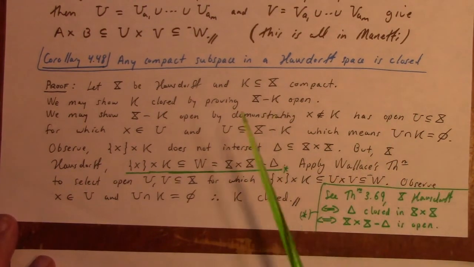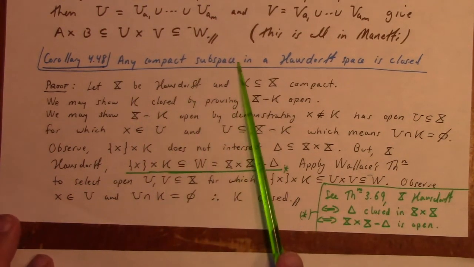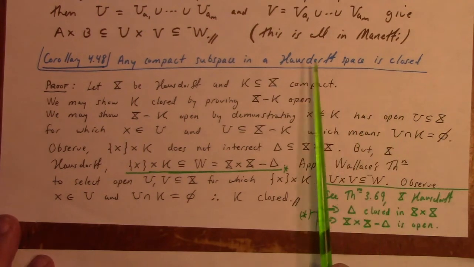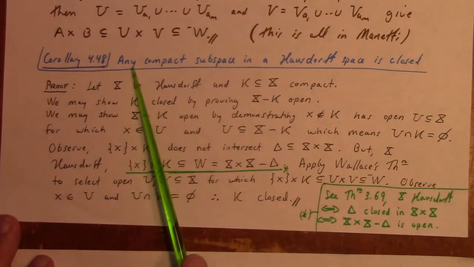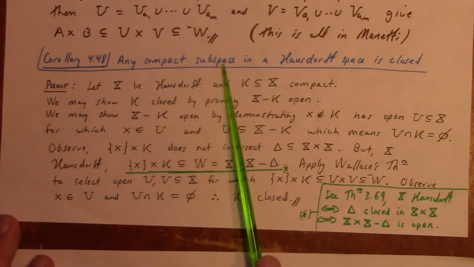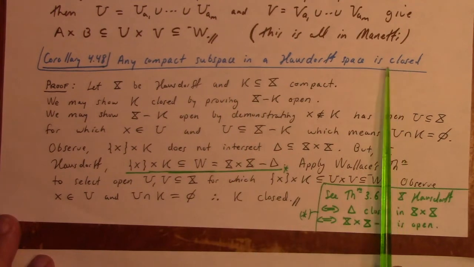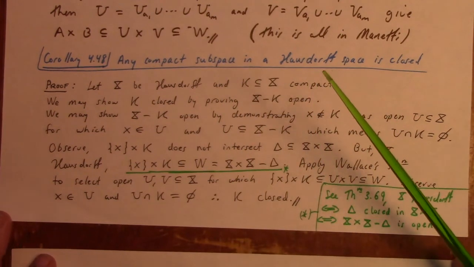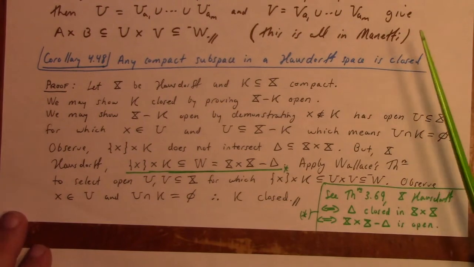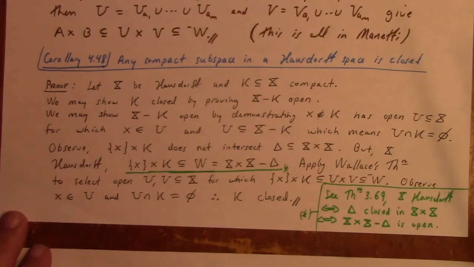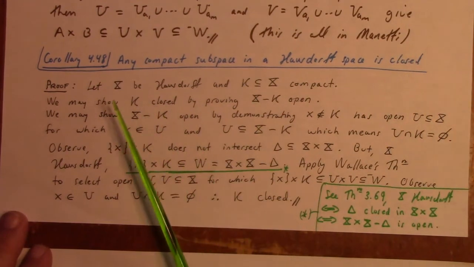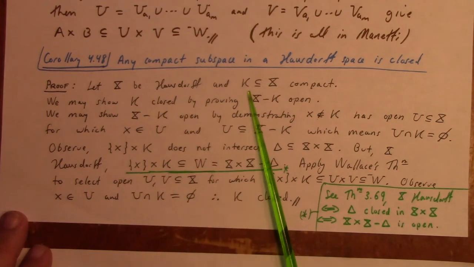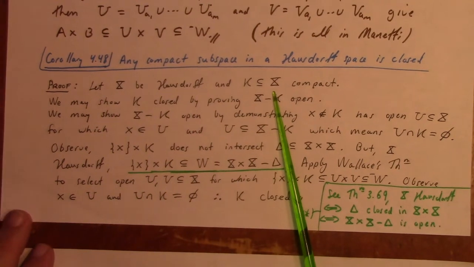Any compact subspace in a Hausdorff space is closed. Let me repeat that. Corollary: any compact subspace in a Hausdorff space is closed. Remember, a Hausdorff space is a space in which we can separate points with open sets, right? So let X be Hausdorff and K a compact subspace, all right?